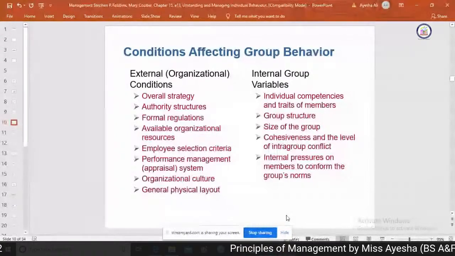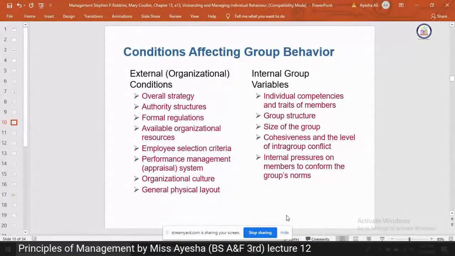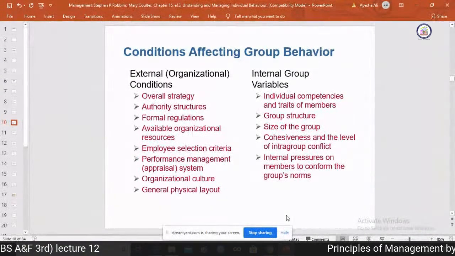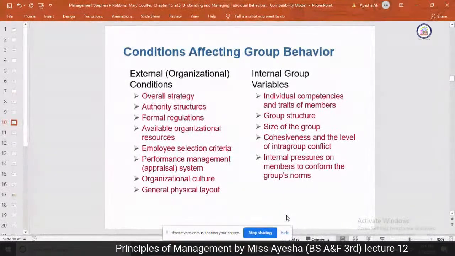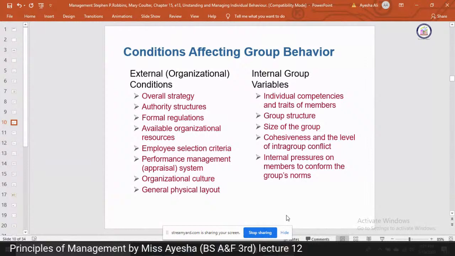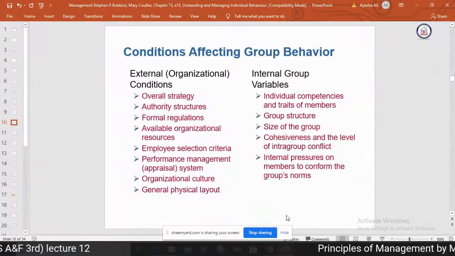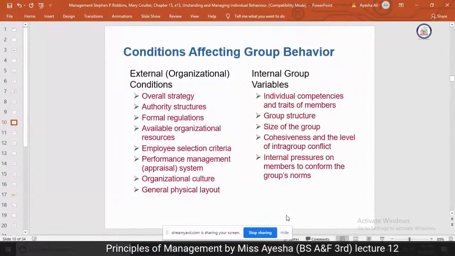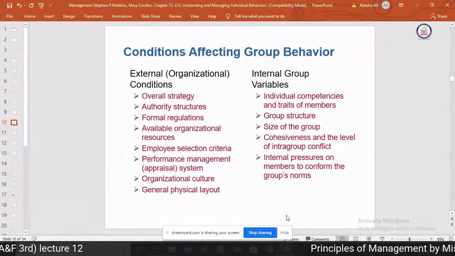And then we have some external conditions and internal group variables. So conditions affecting group behavior. External is basically the overall strategy. What is the strategy of the organization? In the previous slides we discussed the strategies. Basically SWOT analysis: external is basically the threats and opportunities, and internal is basically the strengths and weaknesses.